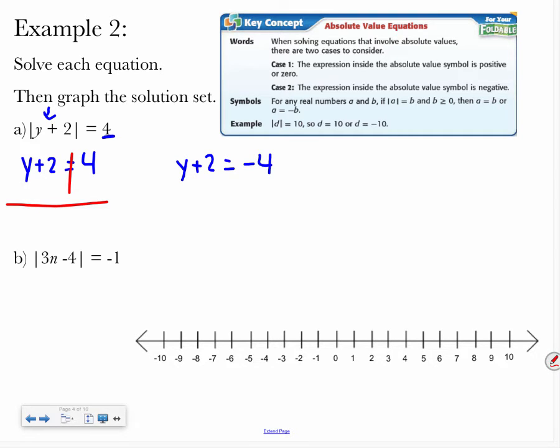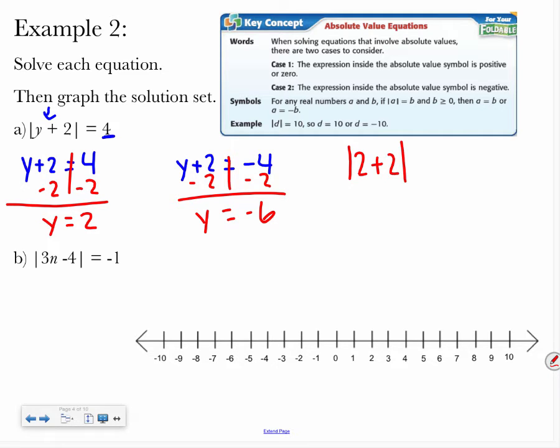So hopefully solving it from here isn't too bad. We want y by itself, so we have to subtract 2 from both sides. So we have y equals 2. And on this side, subtract 2 from both sides, we have y equals negative 6. And if we plug that in, we have the absolute value of 2 plus 2. That's the absolute value of 4. That equals 4. And then we have negative 6 plus 2. That equals the absolute value of negative 4, which equals 4. Okay? So those are our two solutions.